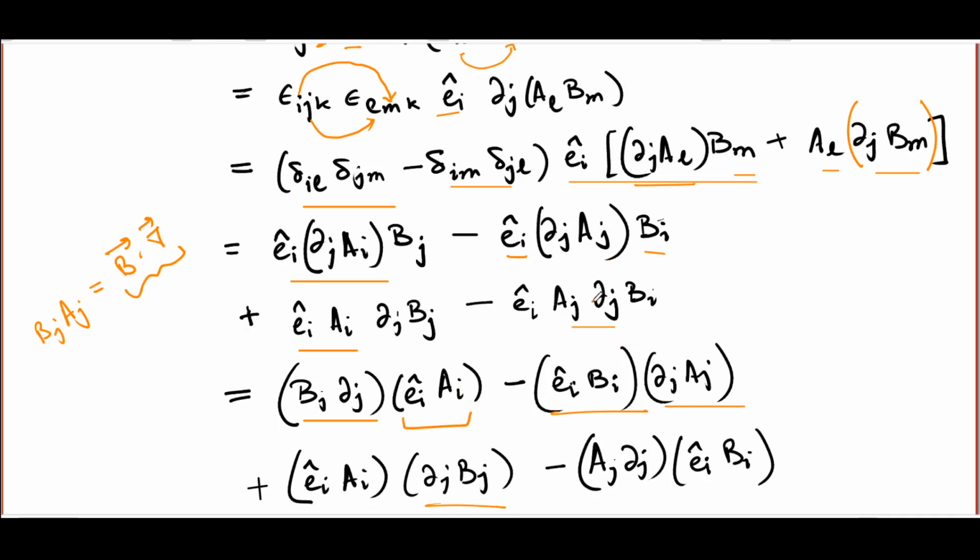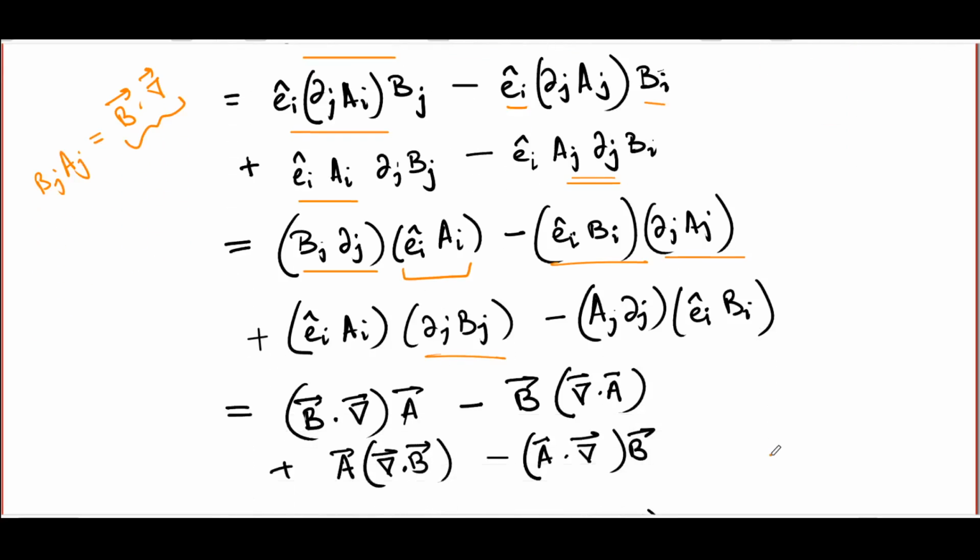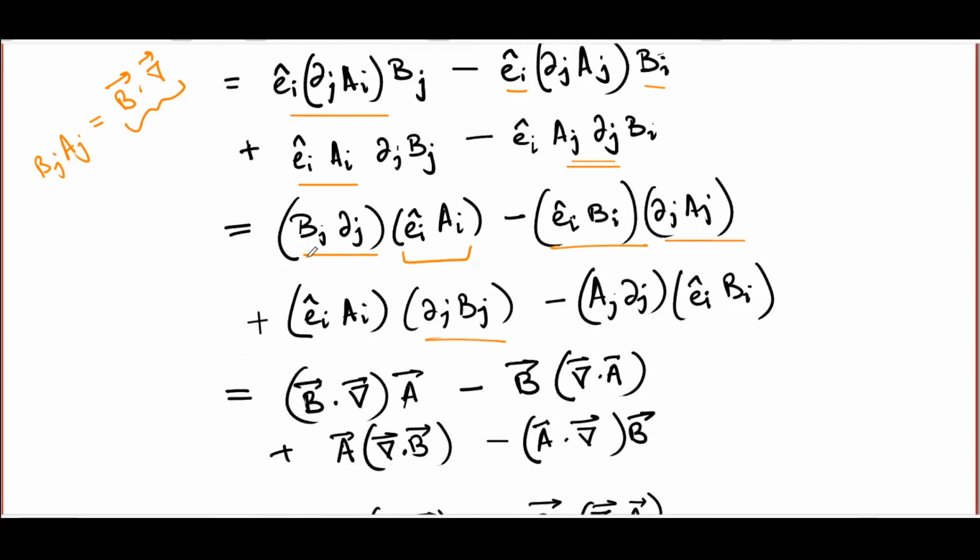This last term essentially is very similar. You have AJ del J, and by moving the EI inside the del J, you get EI BI, which is of course B vector. So the four terms can now be easily identified in terms of the action of the del operator. The first term here is B dot del acting on A. This one is B vector into del dot A. This is A vector into divergence of B. And this one is A dot del again acting on B.